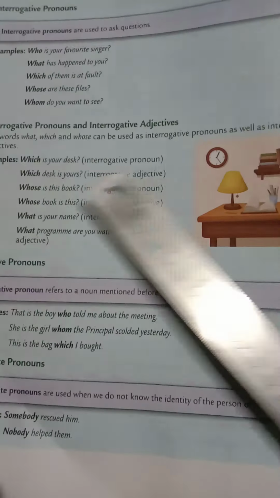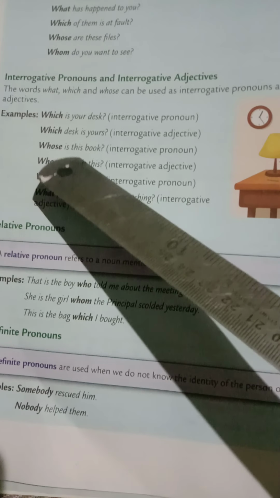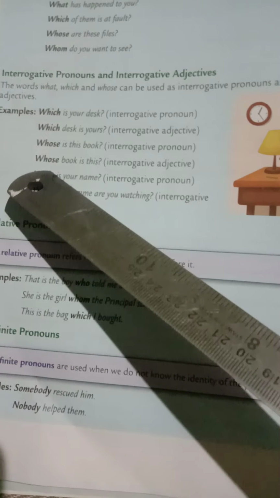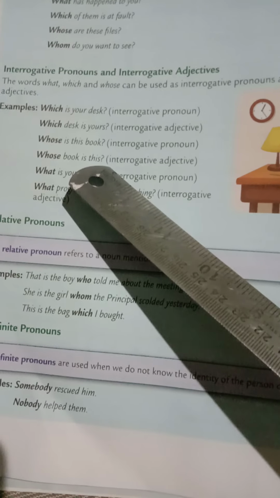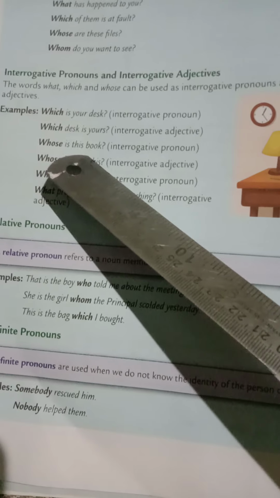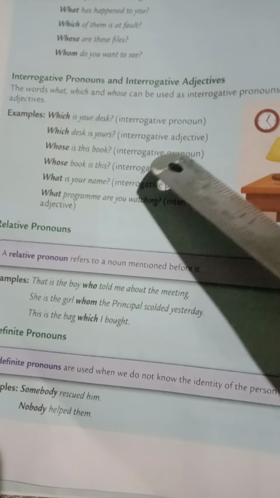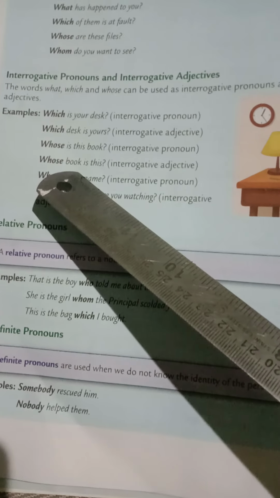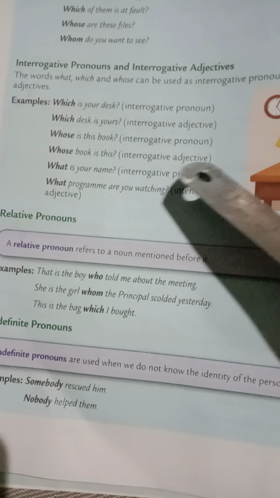Then, which desk is yours? So here yours is coming at the last. First is your desk. So that's why it is interrogative adjective. Whose is this book? So this is interrogative pronoun. Whose book is this? So here in the first sentence whose is used at the start, but in the second sentence the noun follows it. So the first one, whose is this book, is interrogative pronoun and the second, whose book is this, is interrogative adjective.